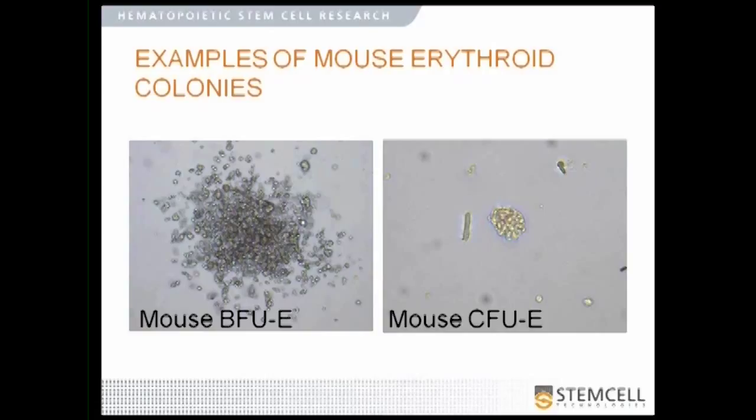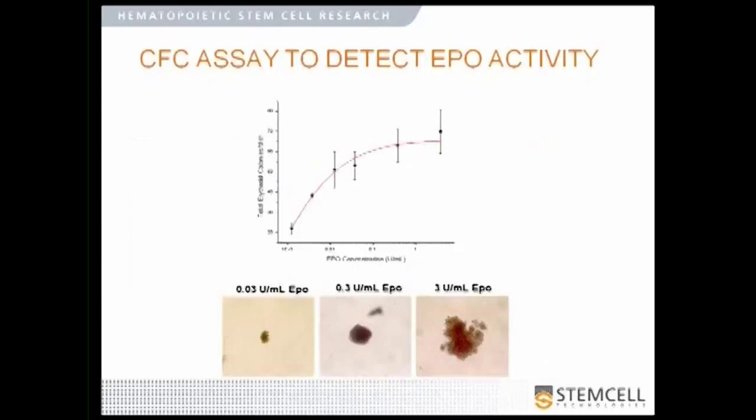If you're interested in looking at the effects of a test compound that you think has specific cytokine activity, one can limit the cytokines you add into the media. If you look at the data on this slide, for example, and the photos of typical erythroid colonies below, you can see in cultures in optimal cytokine conditions, those which contain 3 units per mil of EPO, you get very large erythroid colonies, which are compromised in size as the EPO concentration is reduced.